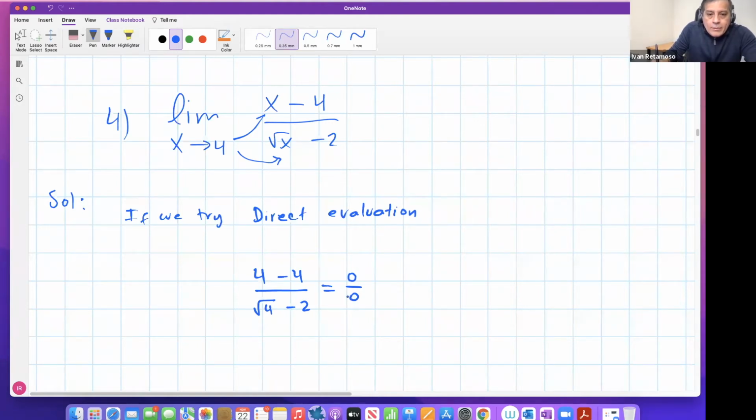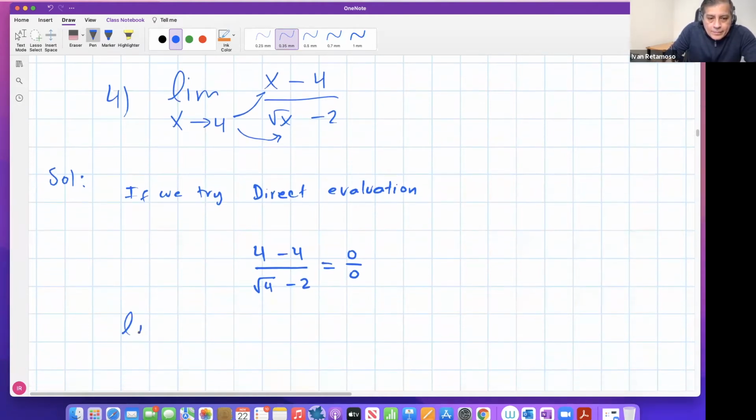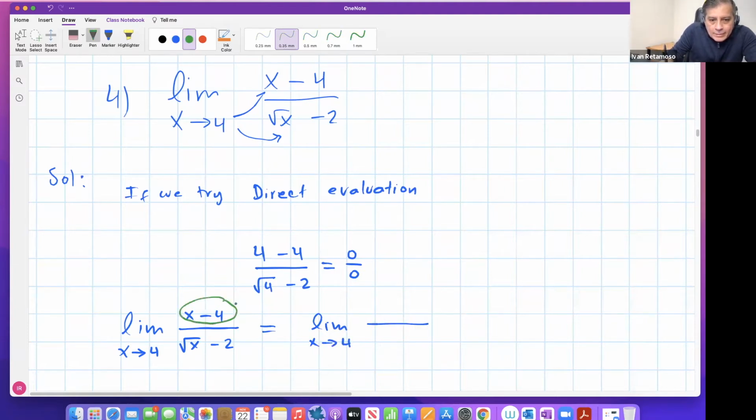But we now have L'Hopital's rule. So then we can say that the limit as x approaches 4 of x minus 4 over the square root of x minus 2 will be equal to the limit as x approaches 4 of the derivative of this one, which I'm going to place here, over the derivative of this one, that I'm going to place here. The derivative of this one is just 1.